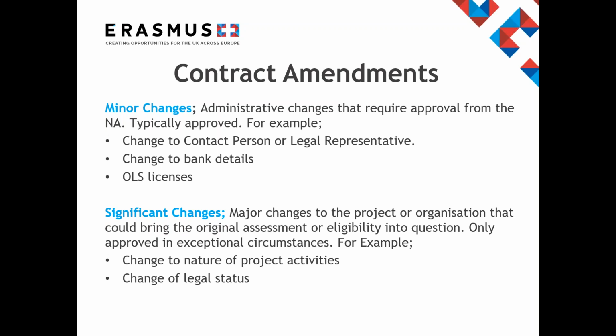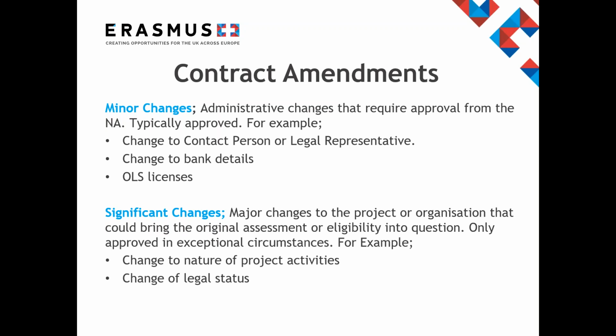To request a significant change, you are expected to submit a formal contract amendment request, providing a clear justification for the proposed changes. Requests must be submitted well in advance and no later than a month prior to the project end date. Again, this form should be requested from your project officer.